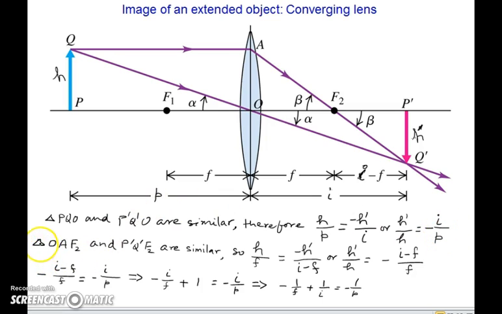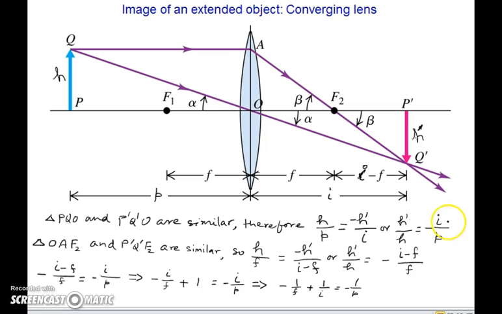And then we similarly take triangle OAF2 and triangle P prime Q prime F2. So these triangles are again similar. So we can say this height H is the same, this is parallel, so it's H over F, where F is the focal length, is equal to negative H prime divided by this distance, and this distance happens to be I minus F, because this is my F and this is my image distance. Again I rearrange this: H prime over H is negative I minus F over F.